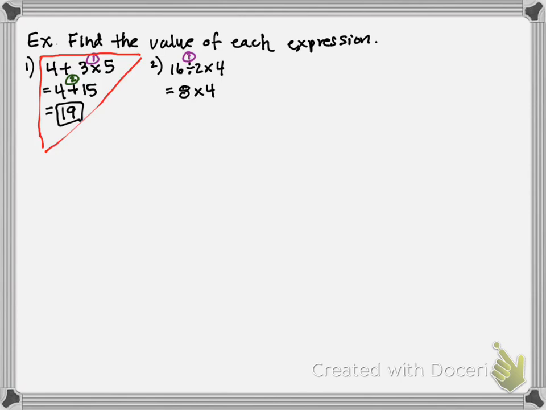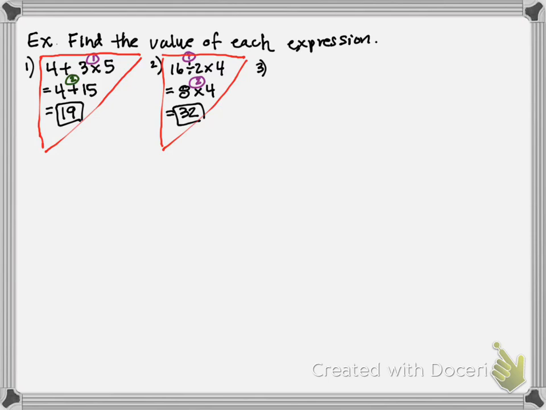Okay. I have multiplication, so that's my second step. And I have 8 times 4 is 32. And again, you should notice, I got my triangle. All right, now we're going to get really complicated.